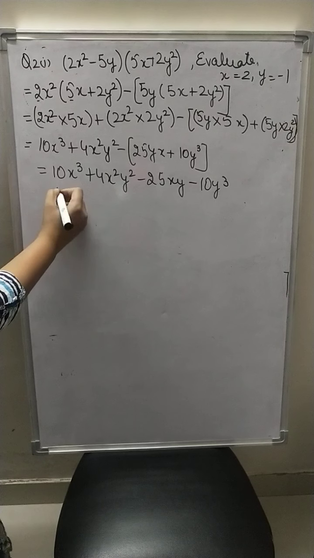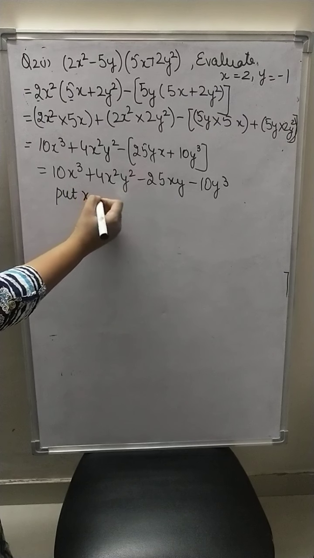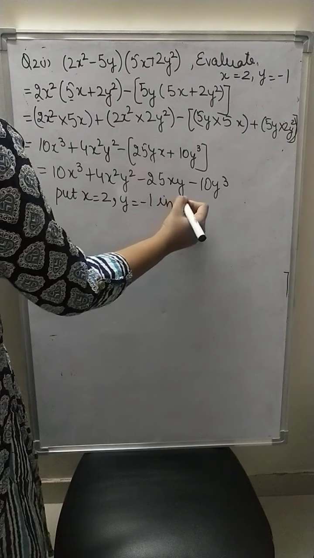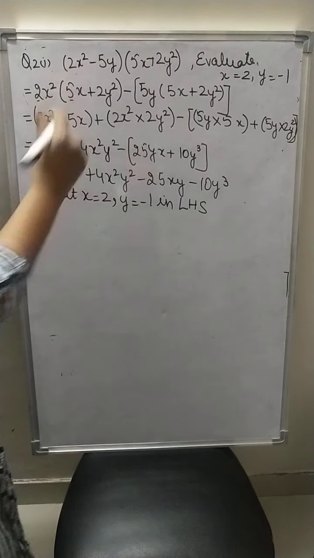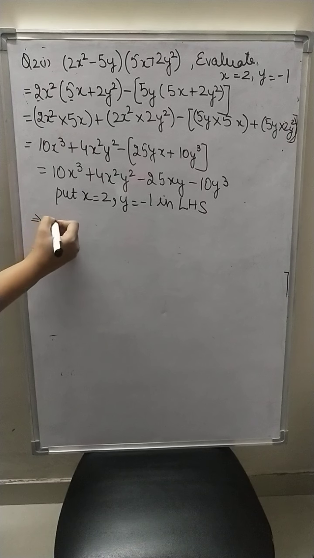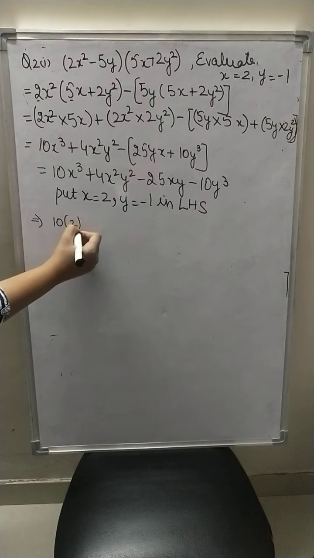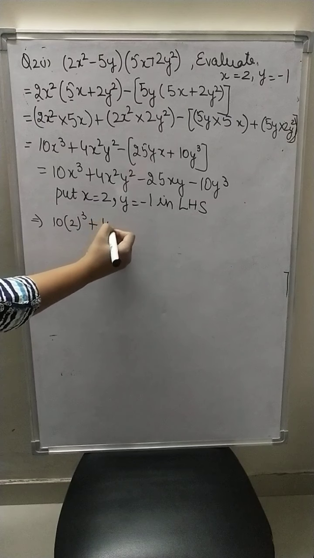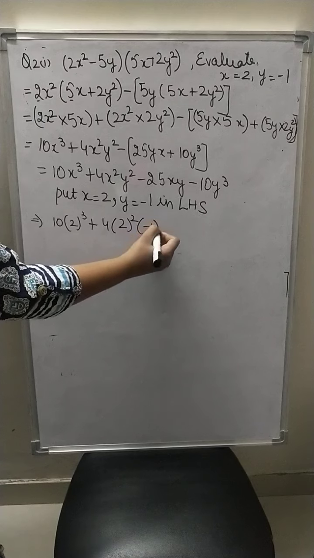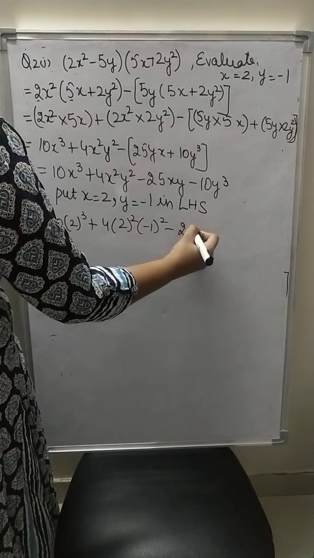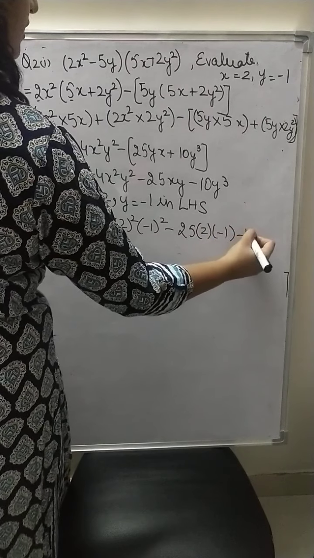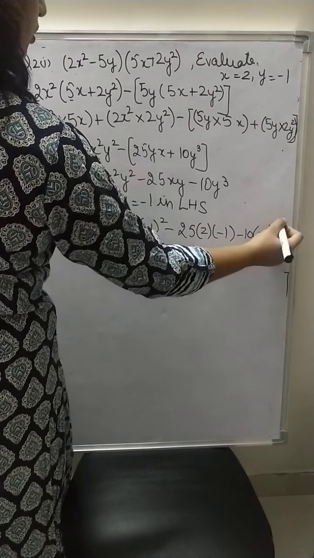Now we need to put x is equal to 2 and y is equal to -1 in LHS. So I substitute the values. What am I going to get? I will get 10 into 2 cube plus 4 into 2 square into -1 square minus 25 into 2 into -1 minus 10 into -1 whole cube.